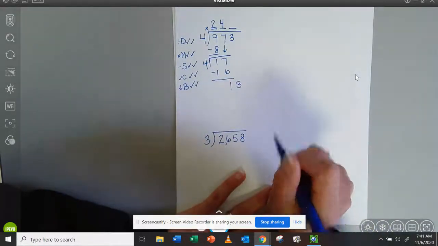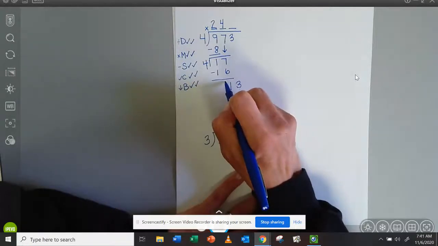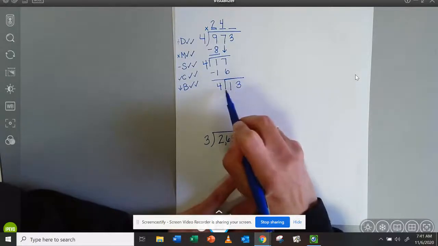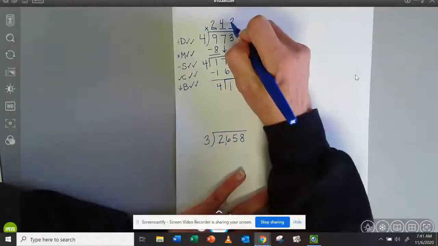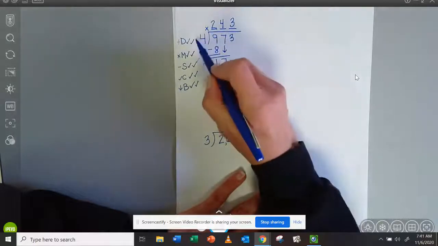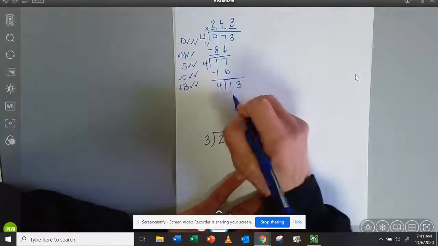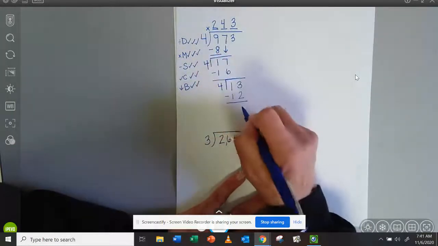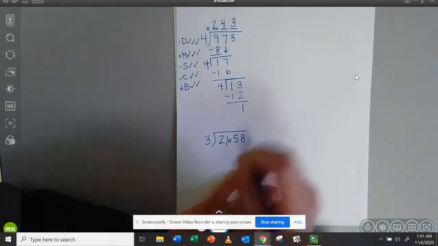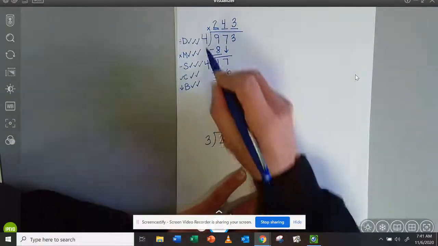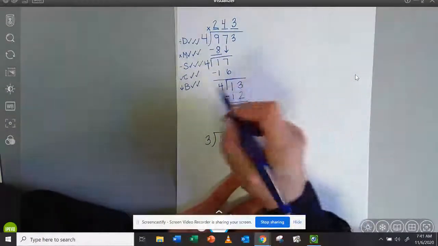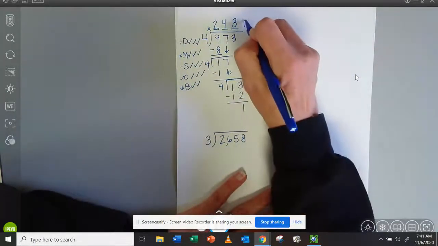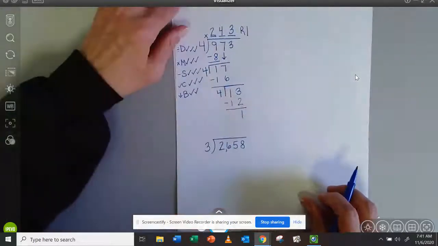Now I need to start over again. I'm going to make a new house and put my 4 here. So 13 divided by 4 is going to be 3. 3 times 4 is 12. 13 minus 12 is 1. Check, is 1 less than 4? It is. There's nothing left to bring down, but I am going to bring that 1 up, and it is going to become my remainder 1.